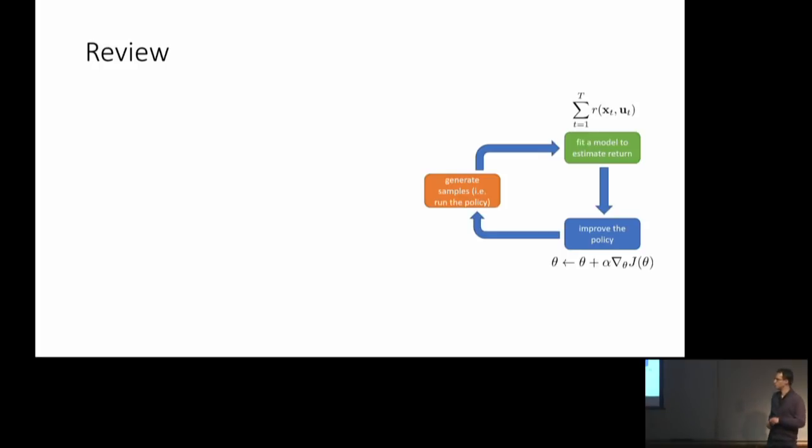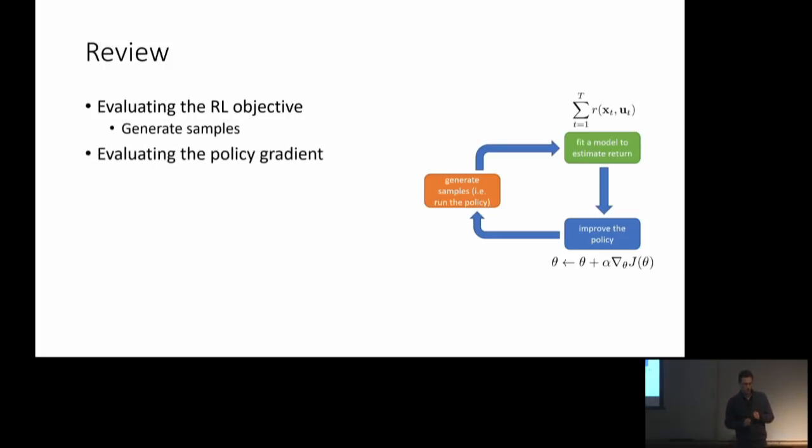So to review what we covered in the first half of lecture, we talked about evaluating the reinforcement learning objective, how we can generate samples, evaluate, and then use them to average together the rewards. We talked about evaluating the policy gradient, where we have this log gradient trick, the only actually mathematically significant thing in there, which is the relationship between grad pi and pi times grad log pi, which is the trick we need to evaluate the policy gradient.